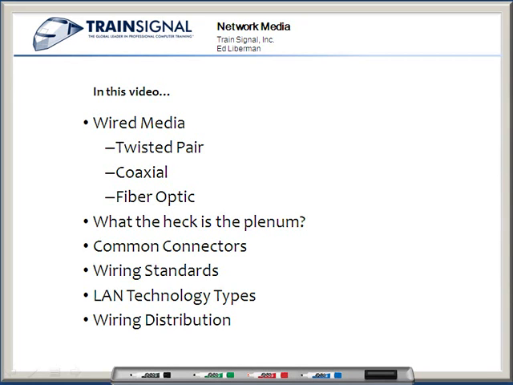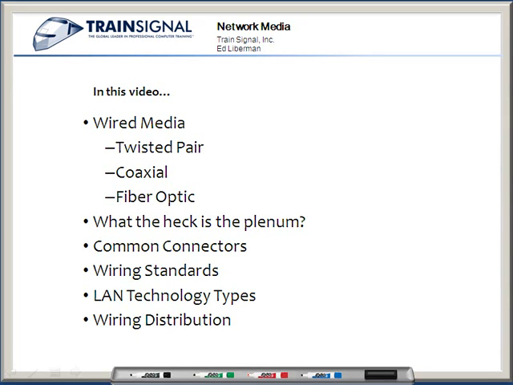Now, we'll start off by looking at the three main types of cabling, which are twisted pair, coaxial, and fiber optic. After that, we'll talk about something called plenum grade cable, and we will answer the question, what the heck is the plenum? And I'll tell you what, that question has been asked just that way by many students over the years. So we will answer the question, what the heck is the plenum?